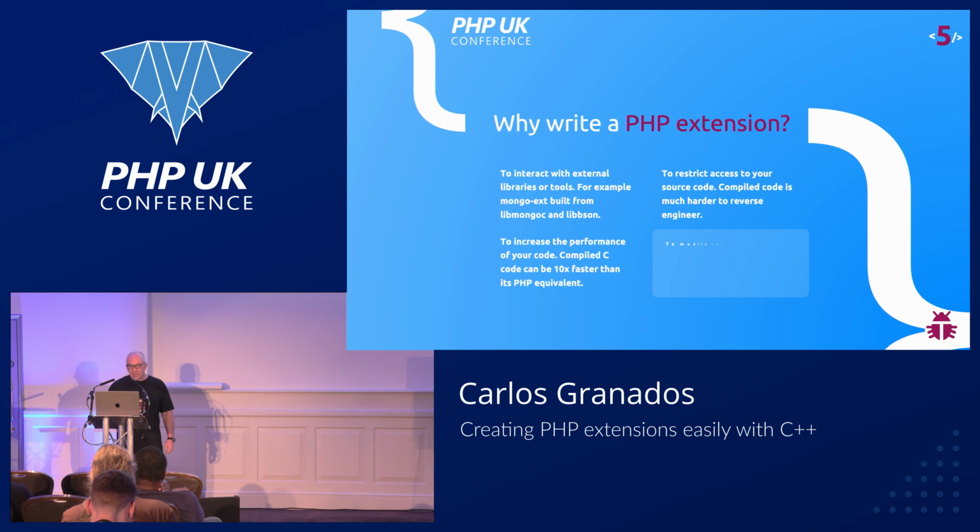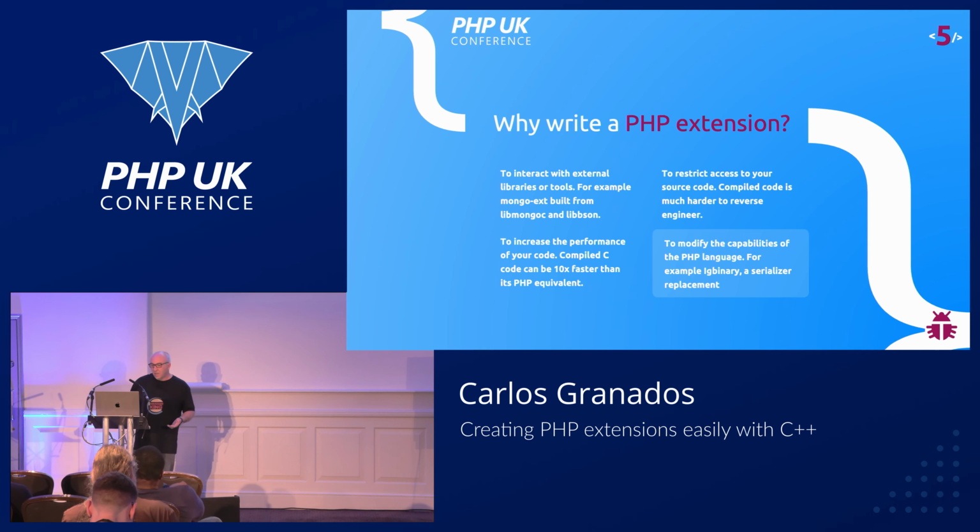And you may also want to write an extension to actually modify the capabilities of the PHP language itself. There are many ways in which it can be extended. One example would be the igbinary extension, which replaces the standard PHP serializer with a binary serializer. So instead of serializing things as strings, they are serialized as binary blobs, which makes them smaller, and it's also faster than the standard serializer. So there are many ways in which the PHP language can be extended, and there are many extensions for doing that.